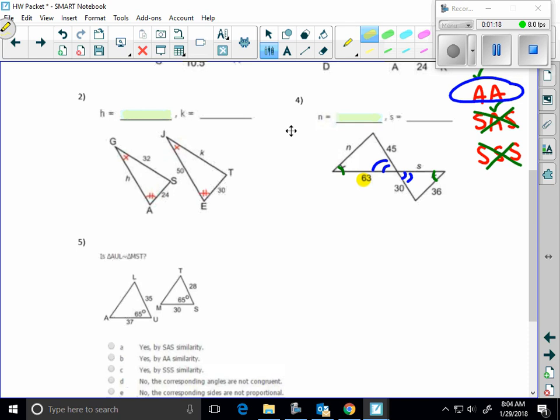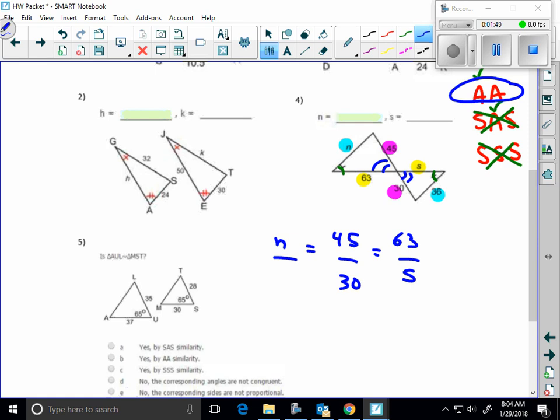Well, 63 corresponds to S because they're both between the green and the blue angle. I can isolate that. What would 45 correspond to? 30, good. And then that puts N and 36 as a corresponding pair of sides. So I'm going to write out all the sides in the left triangle. So that's N, that's 45, that's 63. And then I'm going to write out my triple proportion. I think S corresponds to 63, 30 corresponds to 40, and 36 corresponds to N.